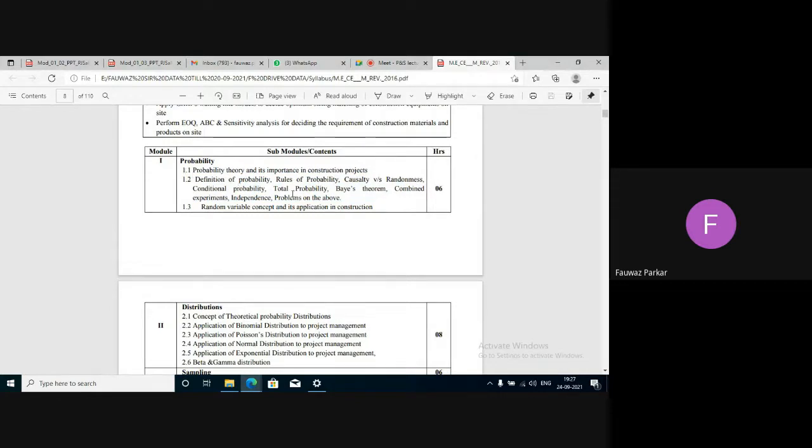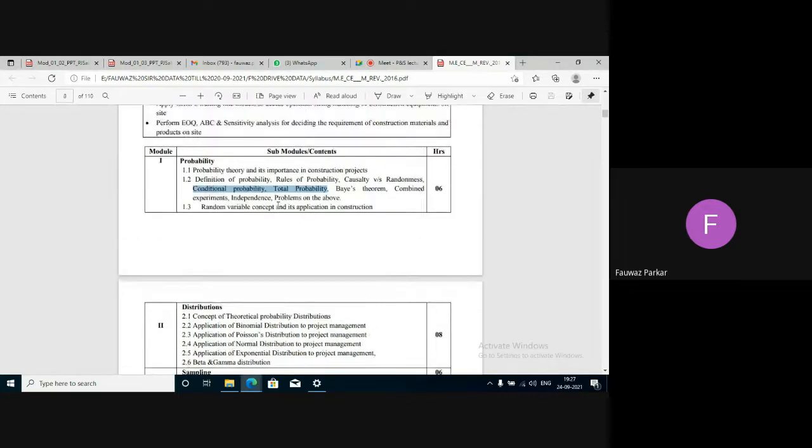So probability theory and its importance, definitions, rule of order, causality, randomness. So today we will see conditional probability, total probability, Bayes theorem, independence, all these things, and some simple problems not pertaining to civil engineering but general problems we will discuss. And then in the other lecture we will see random variable and concept. Today we will cover 1.2. The other day we had completed 1.1.